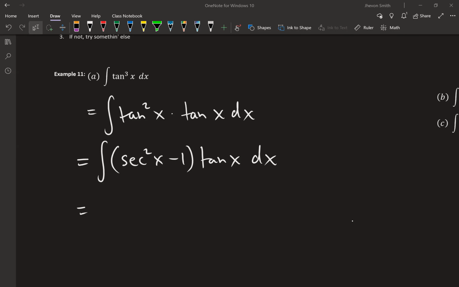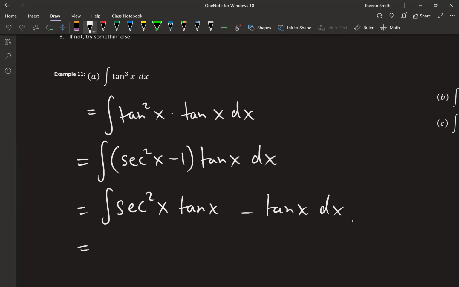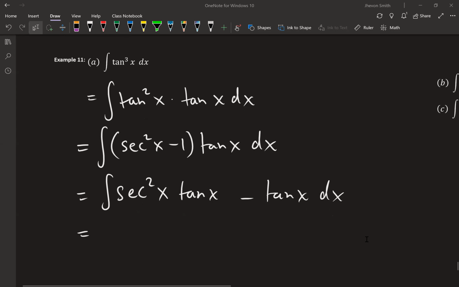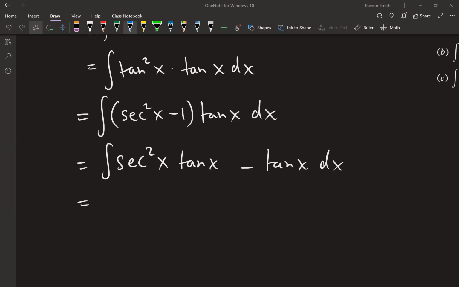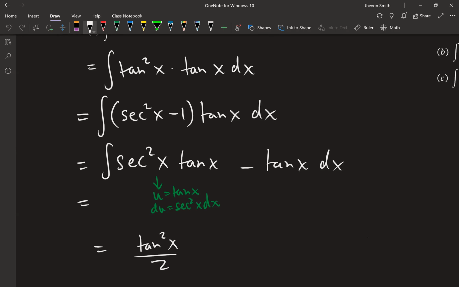Okay. Ashika thinks we should expand. Does that help? Right. Now in the first situation, you can do a substitution. u equals tangent, your du is going to be secant squared dx. And so you're just going to have the integral of u du. So this is going to become tangent squared over 2. And this one is something that we have memorized, the integral of tangent. We actually know that that is ln of secant.